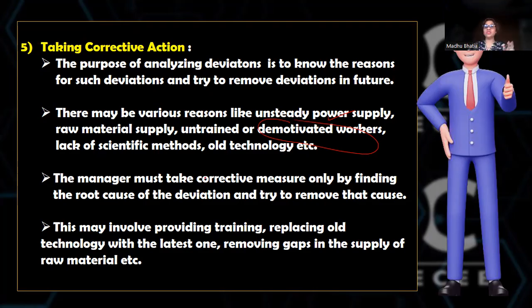So corrective action must be taken once the reason is found. Also, maybe the employees are untrained, so they will be provided with training. Maybe there's a problem in the supply chain. Supply chain needs to be tweaked and steadied. So that is all about taking corrective action. So those are the 5 steps of controlling process.